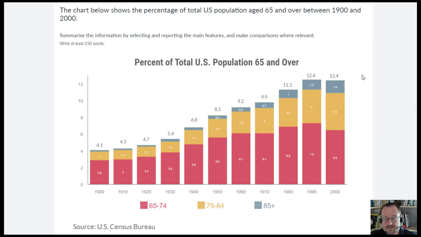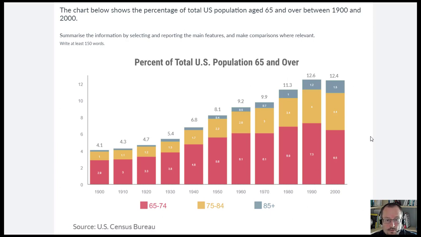Now, IELTS knows you don't have a calculator and that you don't have time to spend performing calculations, paper and pencil. So you use words like approximately or roughly to describe these changes, and then you're perfectly fine. So the percentage of the total U.S. population aged 65 and over increased by approximately 200%.